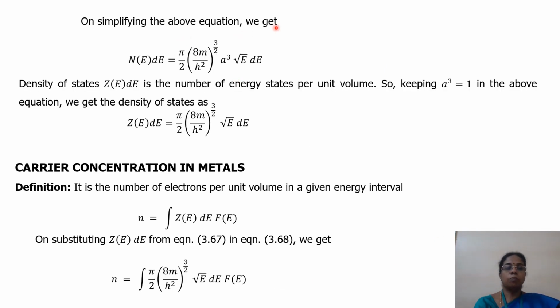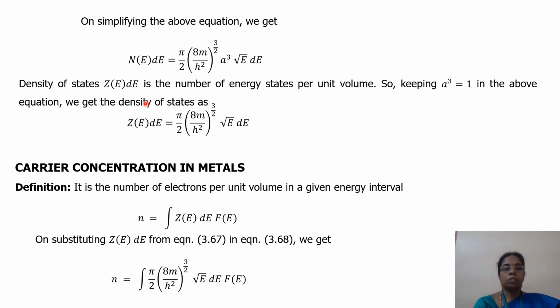On simplifying the above equation, taking a cube outside, we get n(E) dE equal to pi by 2, (8m by h squared) to the power of 3 by 2, a cube, E to the power of 1 by 2 dE. Then when you divide by the volume of the metal, a cube, you get the density of states. So Z(E) dE is equal to pi by 2, (8m by h squared) to the power of 3 by 2, E power 1 by 2 dE. So this is the density of states of a metal.